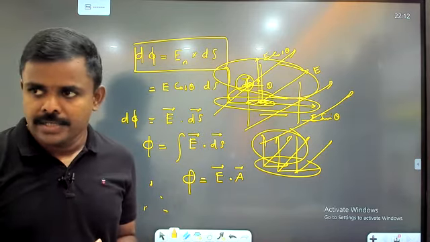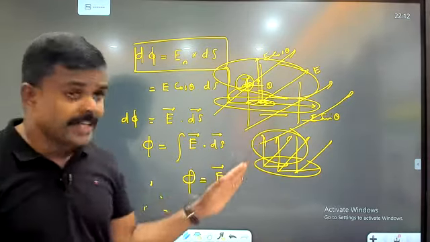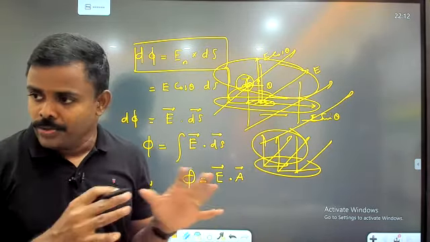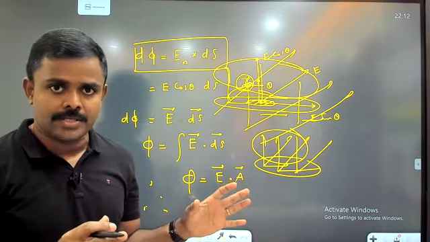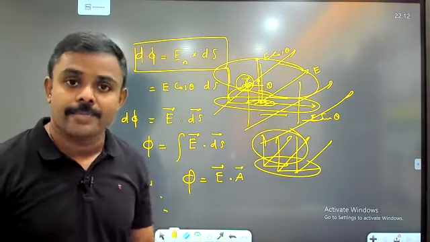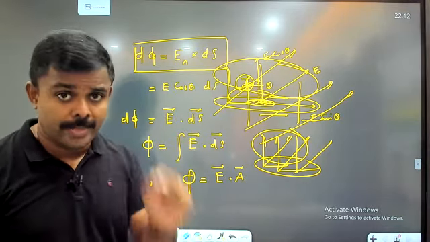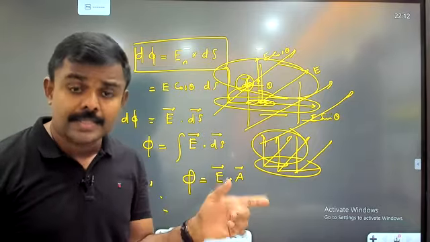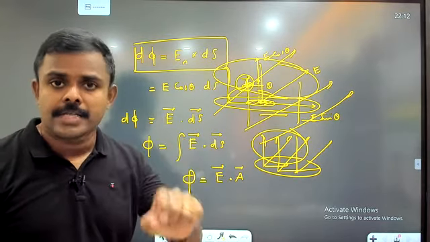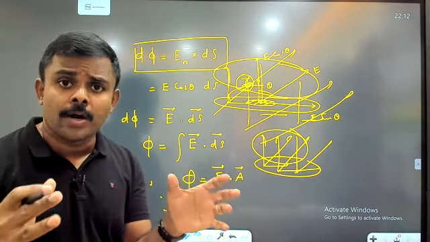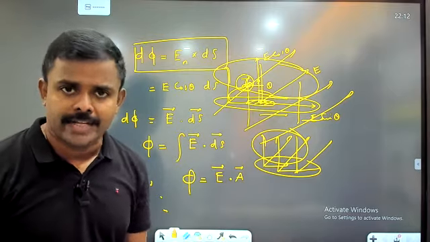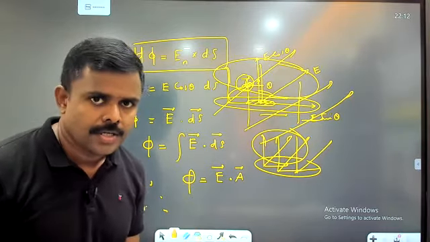So there are so many field lines penetrating at an angle, and you resolve every one into two components, and normal components alone are added up. That is the meaning of flux. You may have an assertion reason question there. Flux is the sum of all the normal components of electric field lines. That's true.